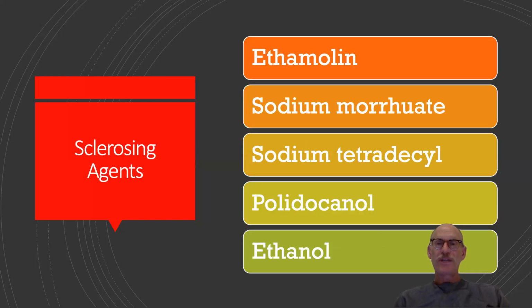There are various sclerosing agents that we use to inject into the vein. And those include ethanolamine, sodium morrhuate, sodium tetradecyl, polidocanol, and ethanol. It's not really important so much which of these you use, but the important thing is to become familiar with an agent, to make sure that your endoscopy department stocks that agent and that you know where that agent is located, how much of it you're supposed to be injecting, and so forth.